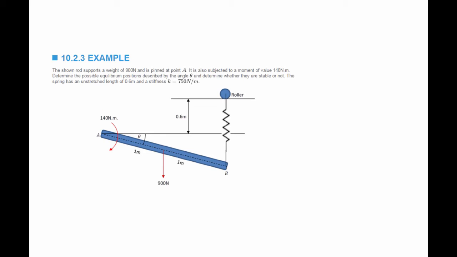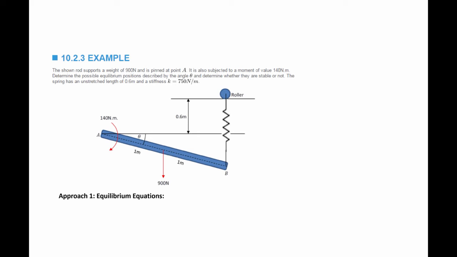It has a spring, and this spring is attached through a roller. The stiffness of the spring is 750 Newton per meter. We would like to find the possible equilibrium positions described by the angle theta, and we want to know whether they are stable or not. The unstretched length of this spring is 0.6 meters. To find the equilibrium positions, we can just use Newton's equations of equilibrium.